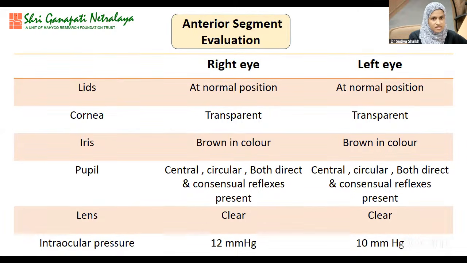Now the anterior segment evaluation. In both the eyes, the lid position was normal, like the upper lid covers 2 mm of cornea and the lower lid touches the inferior limbus. Cornea was transparent in both the eyes. Iris is brown in color. Pupil is central, circular, and reacts to both direct and consensual reflexes. Lens is clear in both the eyes. Intraocular pressure in the right eye is 12 and in the left eye is 10 mm of Hg.